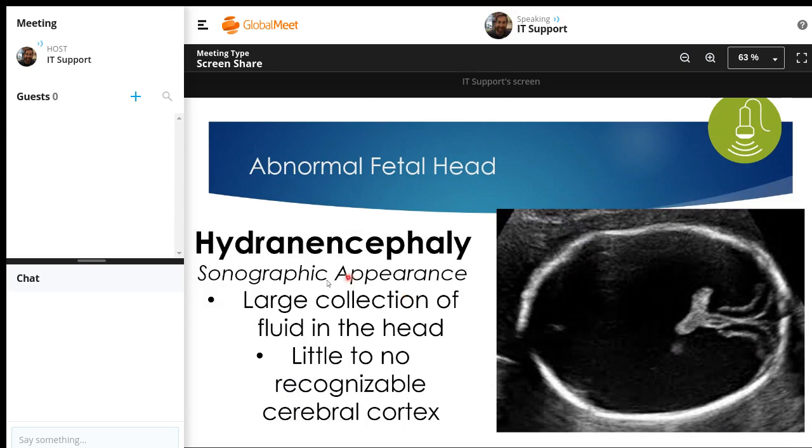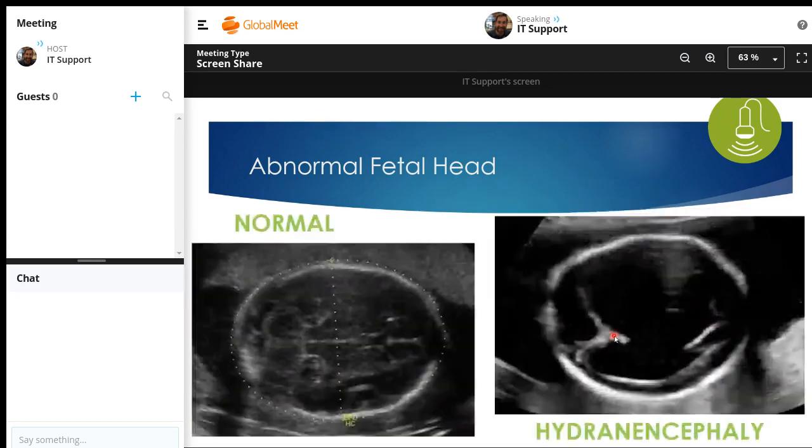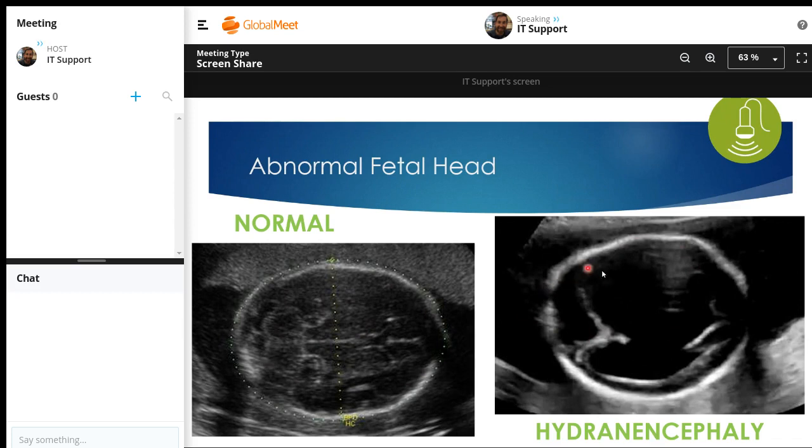So sonographic appearance, we obviously are going to have a large collection of fluid in the head, little to no recognizable cerebral cortex. So we have some tissue here, who knows what that is. Everything else is just replaced by fluid. We have our normal compared to abnormal, so our nice normal brain, and then the same view here, just with hydranencephaly and a bunch of fluid replacing that brain tissue.